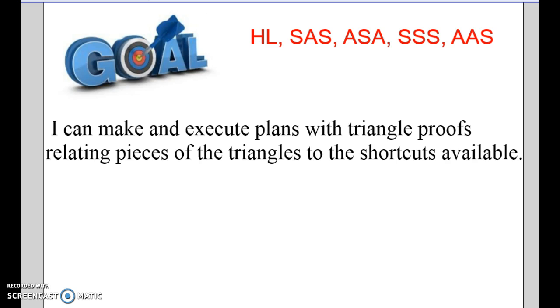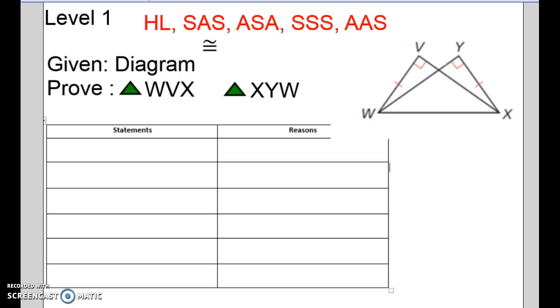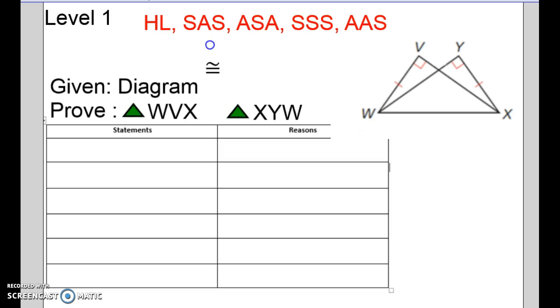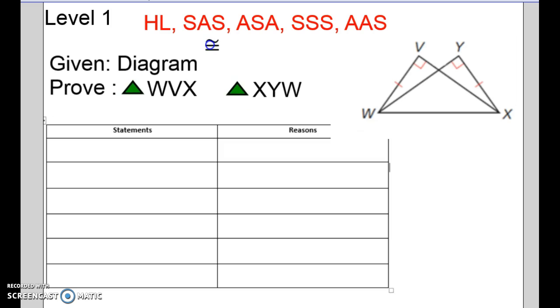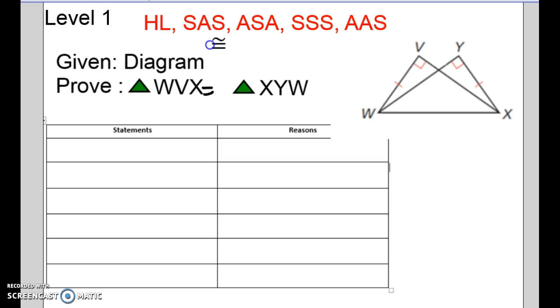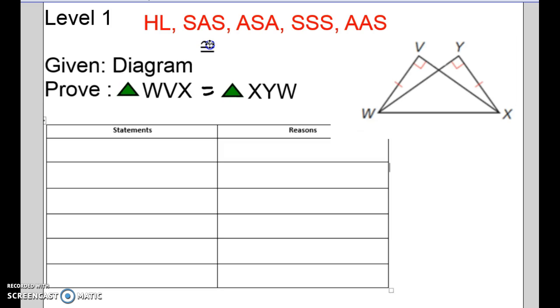All right, I'm going to go to my next slide. And here is our first proof. This is a level 1 proof. And what we're going to do is try to prove the triangle WVX is congruent to triangle XYW. So the first thing that we need to do is mark up our diagram.